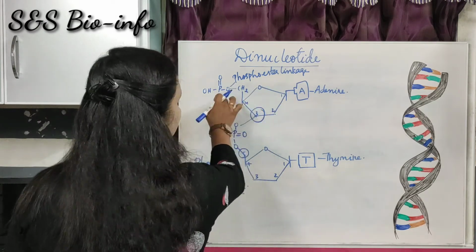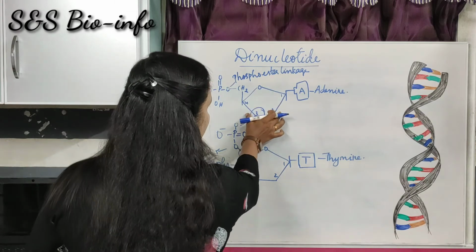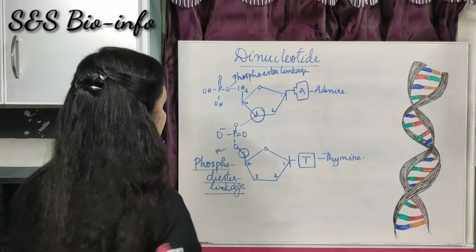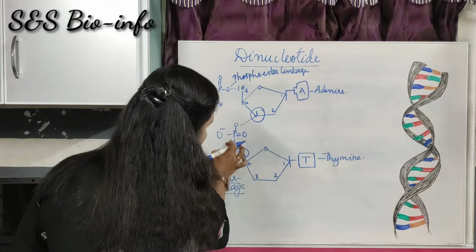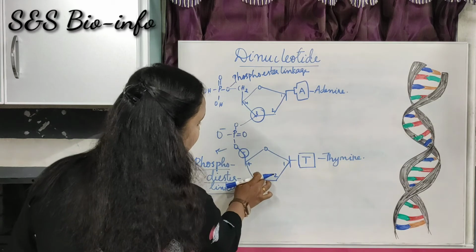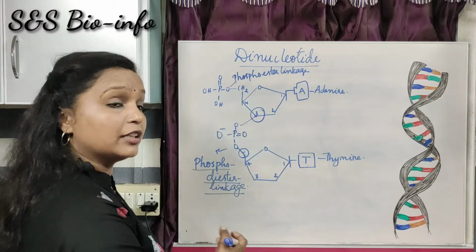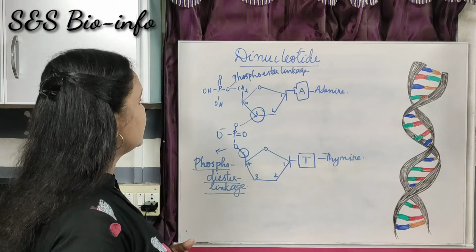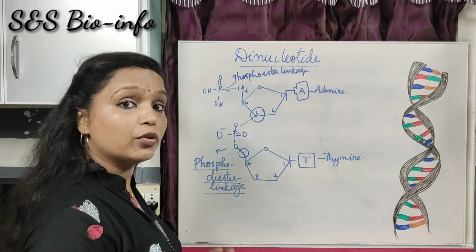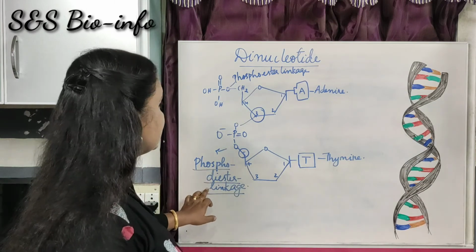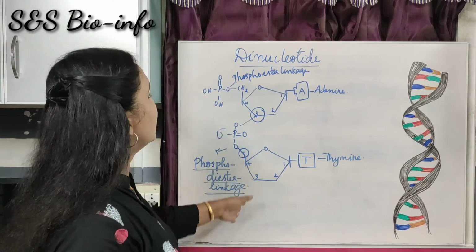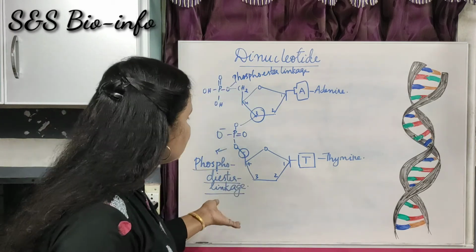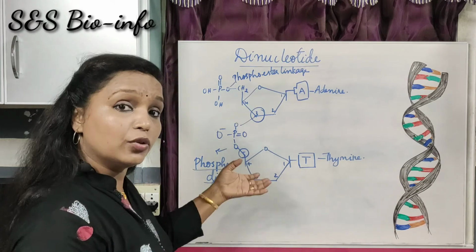So it will have a phosphate group, then a ribose sugar or deoxyribose sugar, then one nitrogen base. Got it? So again it is connected to the next by means of phosphodiester linkage. The second one is connected to the third by means of another phosphodiester linkage. So the bond that connects the two nucleotides in a polynucleotide chain is the phosphodiester linkage. This is the way a single-stranded polynucleotide is formed.